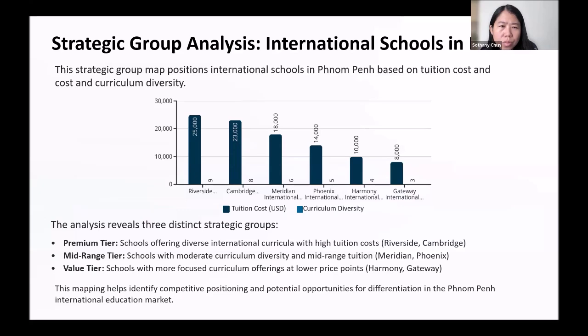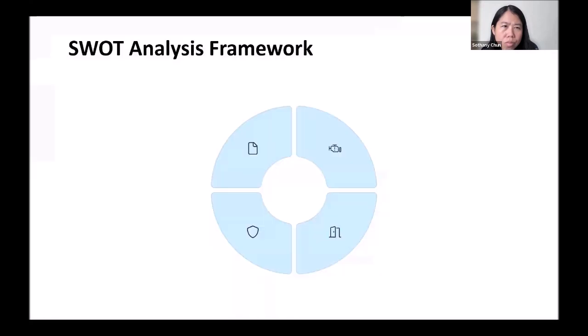So when we see this, we can differentiate ourselves. How can we do better than the others? Maybe we can improve the curriculum, or we should reduce the school fee, for example.